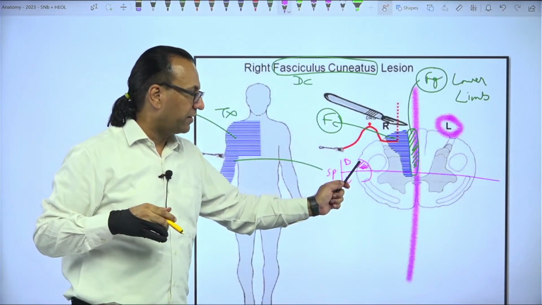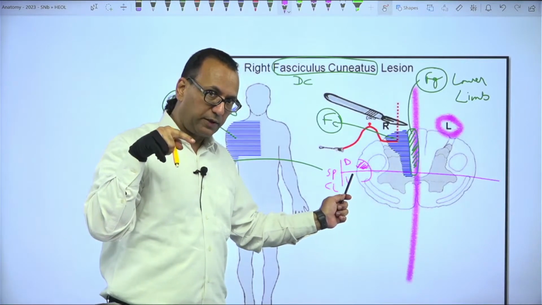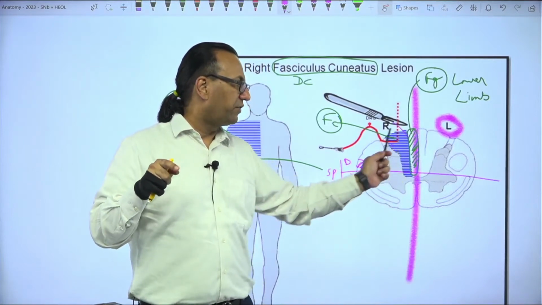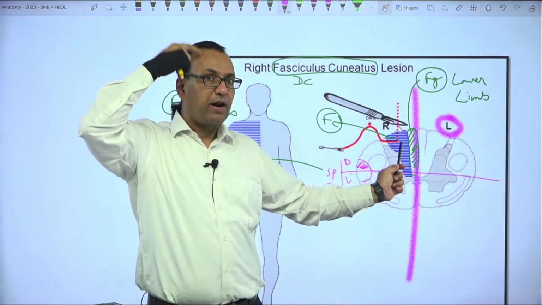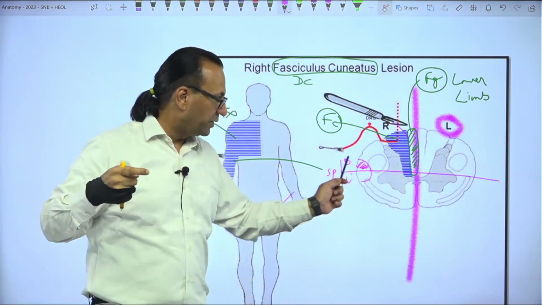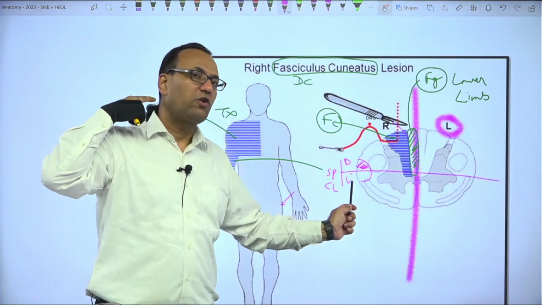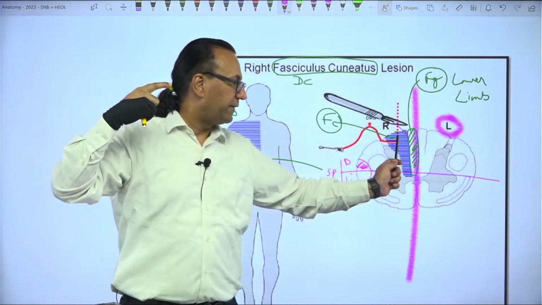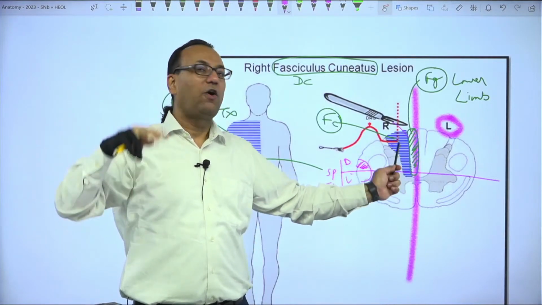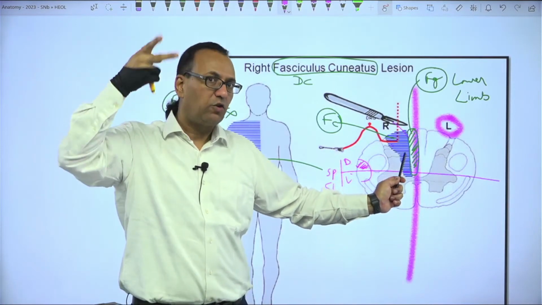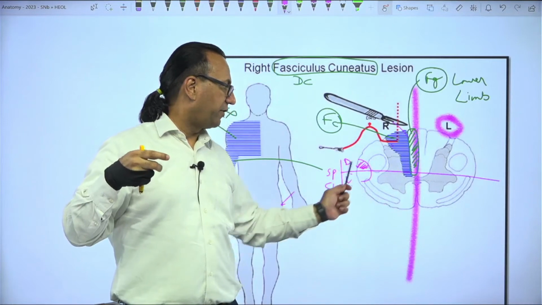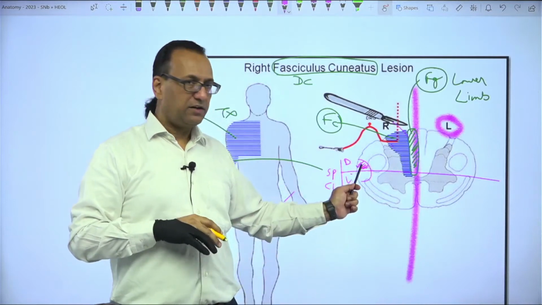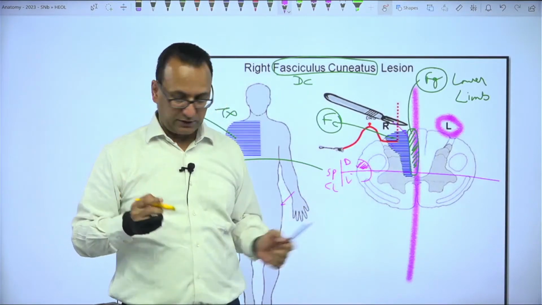If it is damaged here, if there was ischemia here, then unconscious proprioception will be compromised. But if there is damage here, then conscious proprioception will be compromised, because this information goes to the conscious level, cerebrum, and this information goes to cerebellum, which is not conscious, it is unconscious. Cerebellum is unconscious and cerebrum is conscious. So dorsal column carries conscious proprioception to cerebrum, that is why conscious, and spinocerebellar tract reaches the cerebellum, that is why unconscious proprioception. So there is a difference. With this lesion ipsilateral, unconscious proprioception will be compromised. I hope you understood.